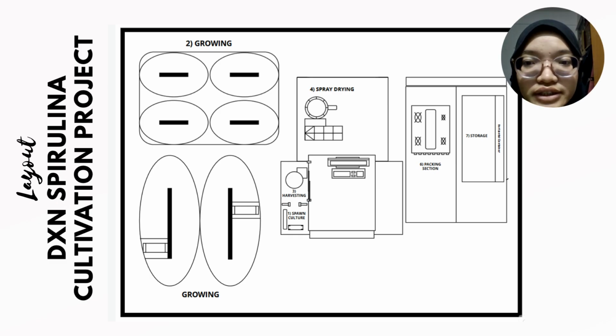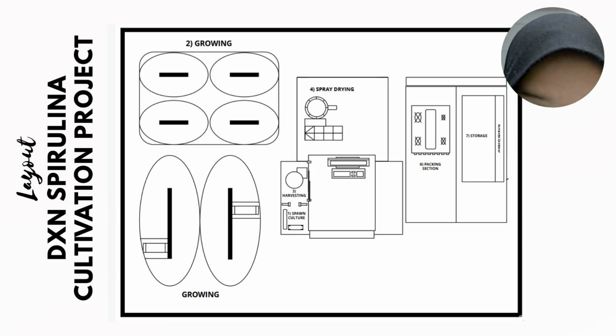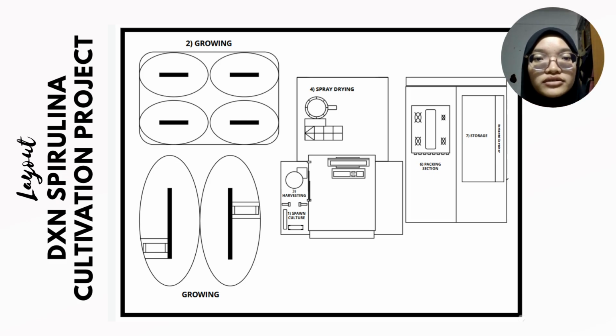Okay, as we can see here, this is the layout of the spirulina cultivation project. Firstly is the spawn culture. Second, growing. Third, harvesting. Four, spray drying. Five, the quality control. And six, the packing section. And lastly, the storage section. And then the distribution of the spirulina product.